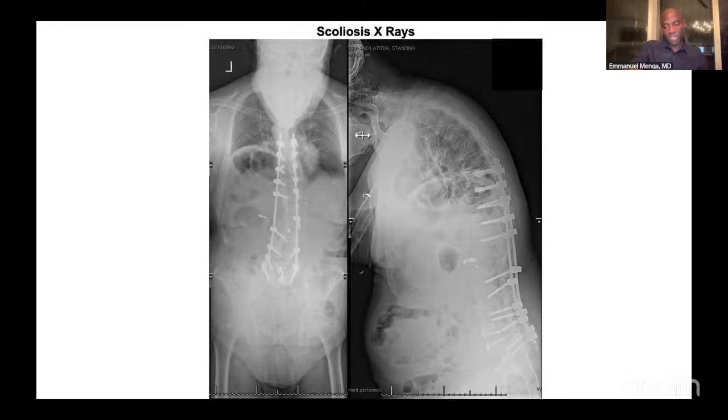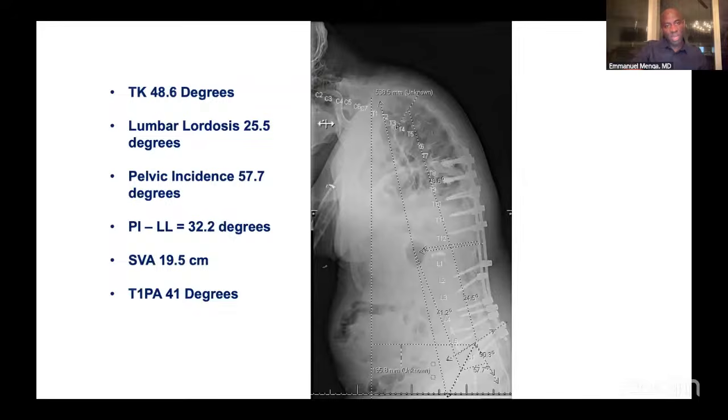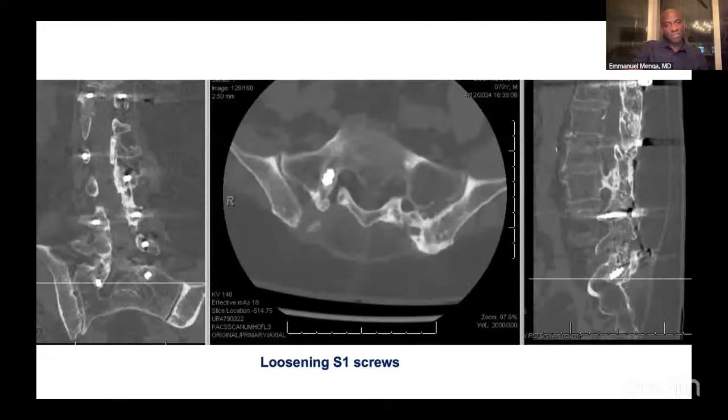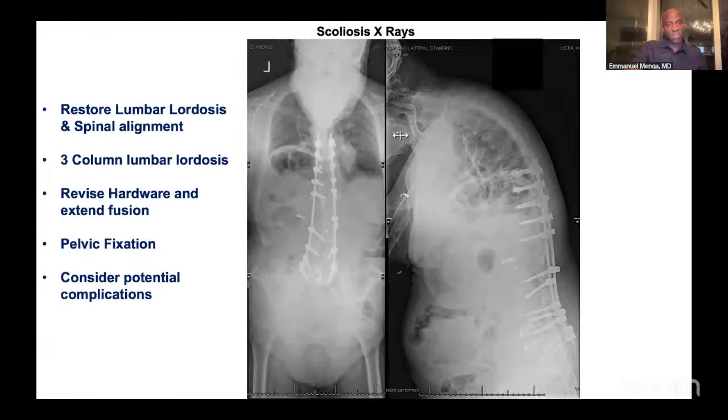So when he presented to my clinic, I measured his sagittal parameters: pelvic thoracic kyphosis 48 degrees, which is good. Lumbar lordosis 25 degrees. But you see a significant PI-LL mismatch. SVA of 19.5, T1PA of 41 degrees. So these are all factors we know have a high correlation with health-related quality of life. He also had some loosening of his S1 screw, so technically had distal junctional failure, which was likely contributing to his leaning and stoop posture. So I discussed this with him. He's 81 years old, otherwise healthy, besides his diabetes, which is well controlled.